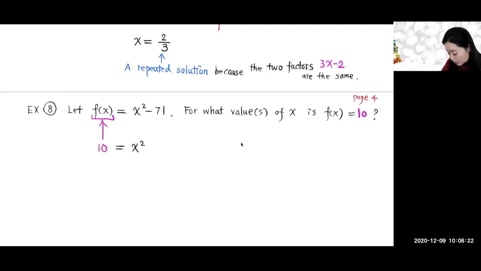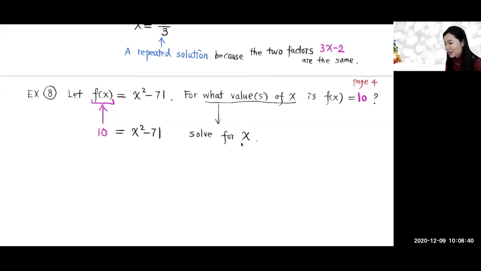And they're asking you for what values of x. So you just need to solve for x, okay? What values of x, right? So solve for x. How do you solve this quadratic equation? You need to get one side to be 0, okay? Because you have x squared here with a positive coefficient, keep it here, and you want the other side to be 0.